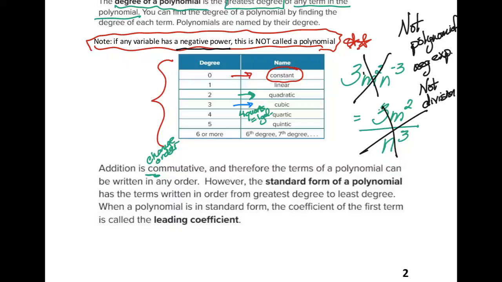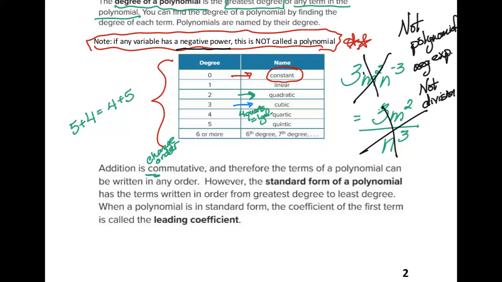That's how I remember it. The co of commutative, you can change the order of numbers. So 5 plus 4 is the same as 4 plus 5. And because addition is commutative, the terms of a polynomial can also be written in any order. They are also commutative.